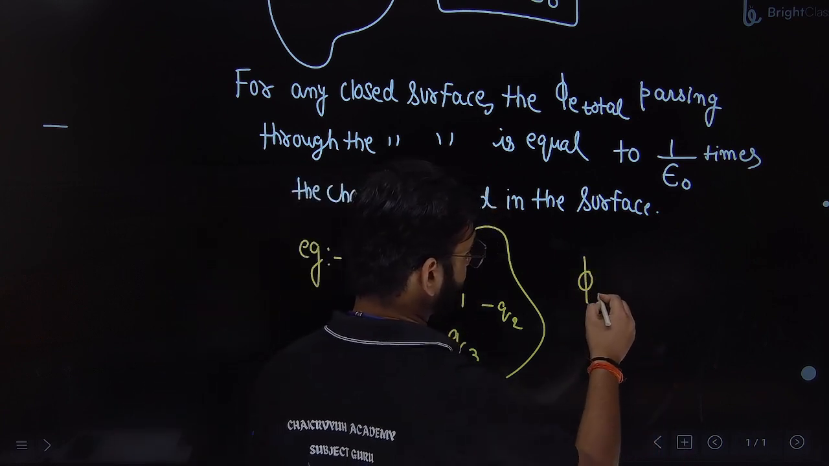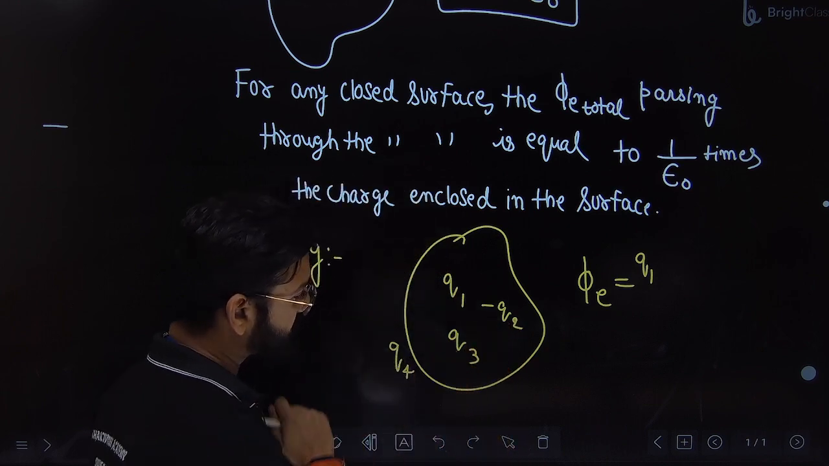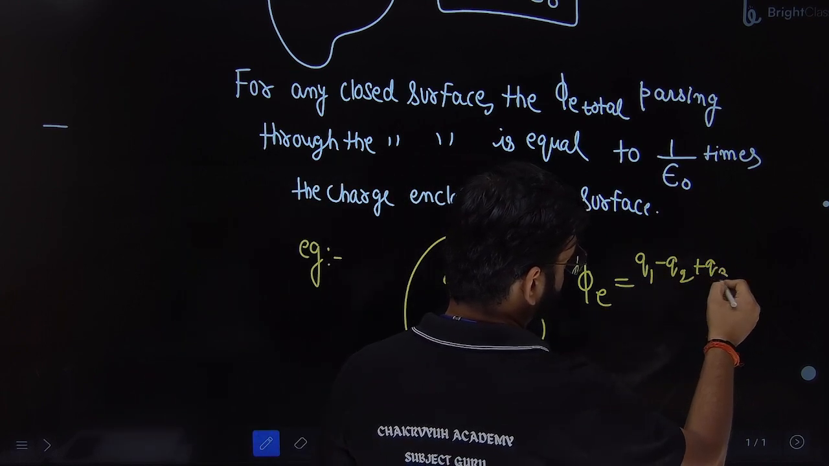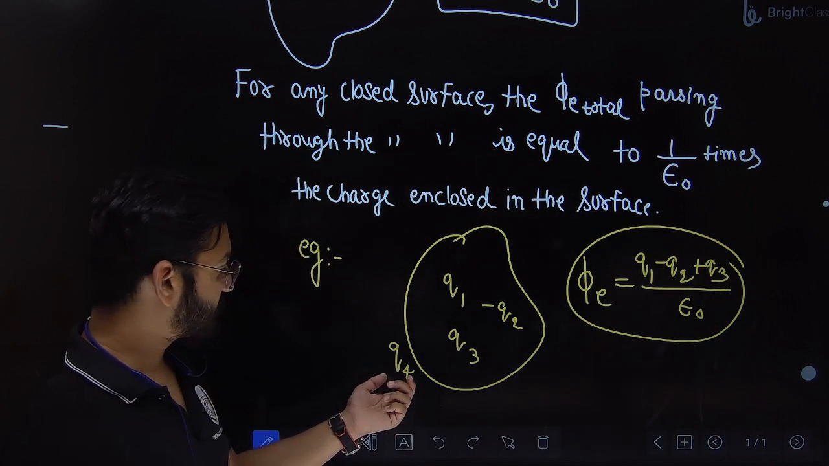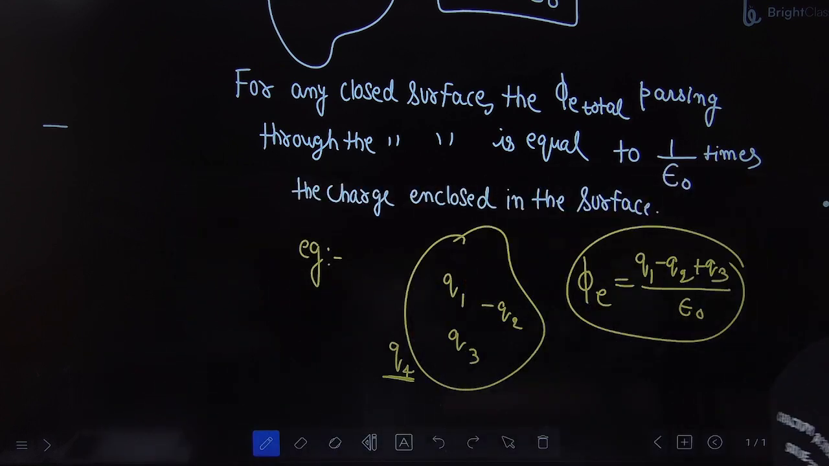So the net electric flux will be charge enclosed Q1 minus Q2 plus Q3 divided by epsilon naught. The charge which is outside, this Q4, will not participate in the electric flux passing through the surface.